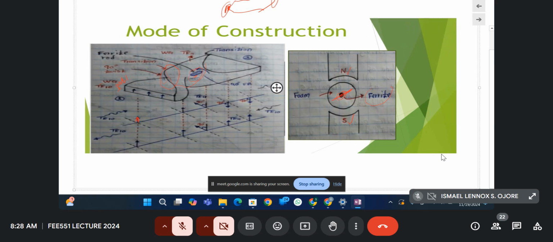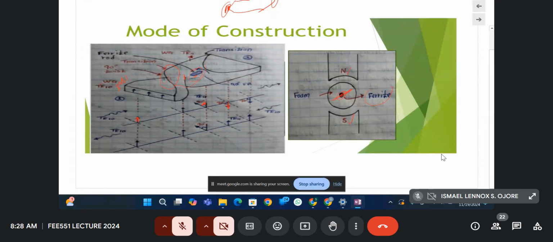When it crosses the twist, it is rotated anti-clockwise by 90 degrees. So at a point before it enters the ferrite, it is already 90 degrees out of phase from port 1. Then it enters the ferrite device, in our case the gyrator. The gyrator rotates it further anti-clockwise with a 90 degrees shift. Now it comes here at 180 degrees.